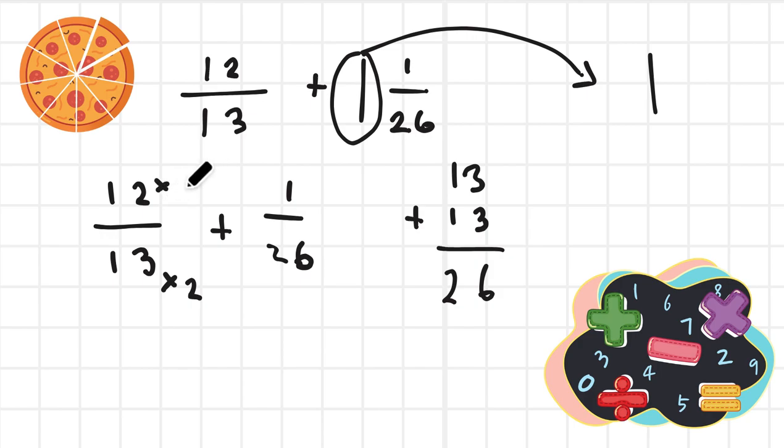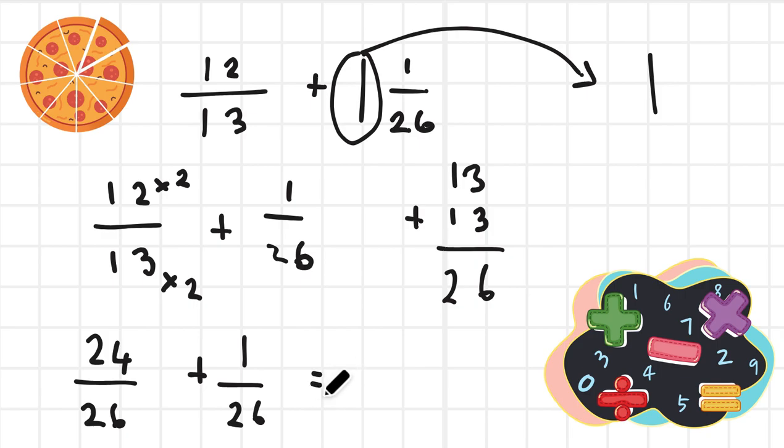So 12 times 2 is also another operation that I need to do. So let's have a look. 12 times 2 is 24. 13 times 2 is 26. And now I can add them much more simply.